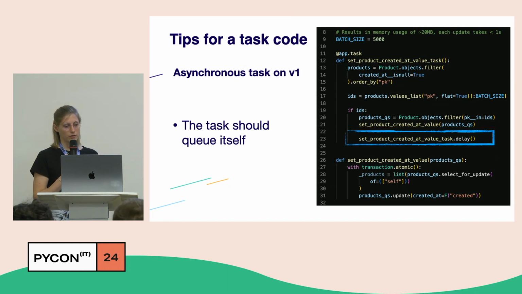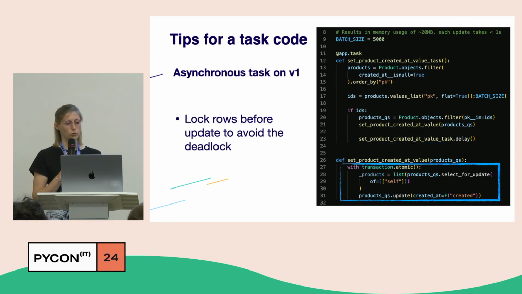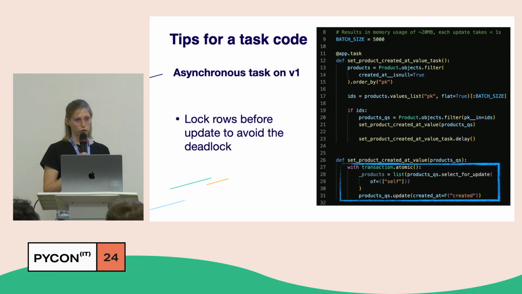And after the batch update, the task should queue itself to not block the asynchronous task queue for too long. And also what's important, the update of instances should be done in a transaction with locked rows to avoid potential deadlocks that might happen when multiple asynchronous task workers are in use.